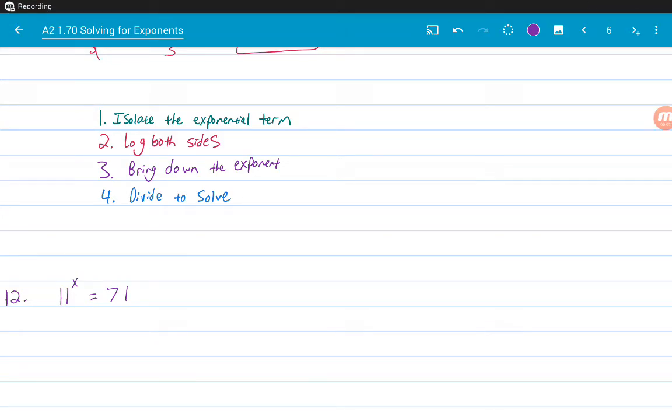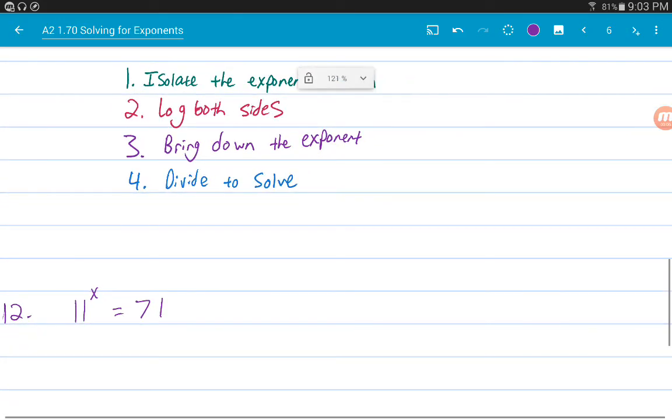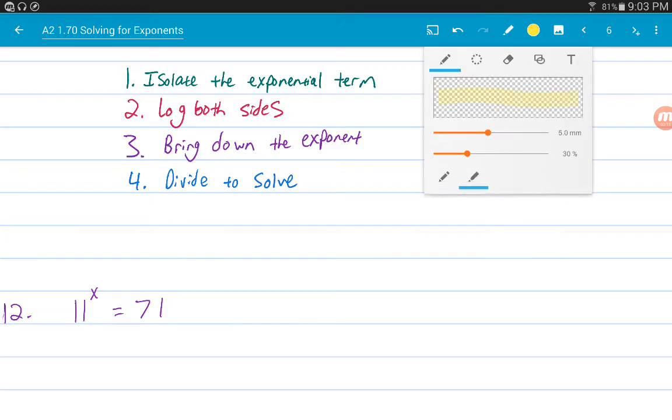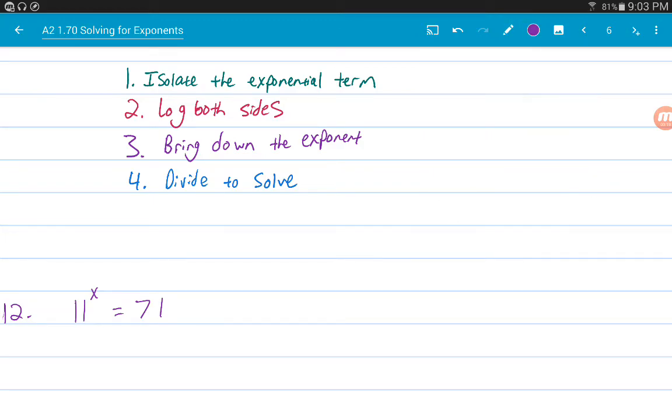This video is for lesson 70, solving for exponents. I wanted to start off with the steps that we can use in order to solve these. These are guidelines more than exact instructions on how to solve any one of these, but I'll go with an easy example first. So the process we want to do is we want to isolate the exponential term, meaning get it by itself.